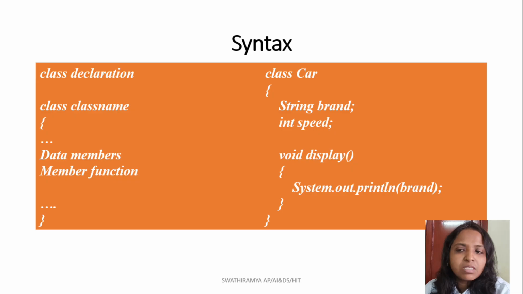Okay, now this function is used to display the brand here. So I've displayed the brand with System.out.println, and I've given the brand directly here. So whatever the brand name, it will be displayed using this function. I have closed the function and also I've closed the class. This is the simple class declaration.